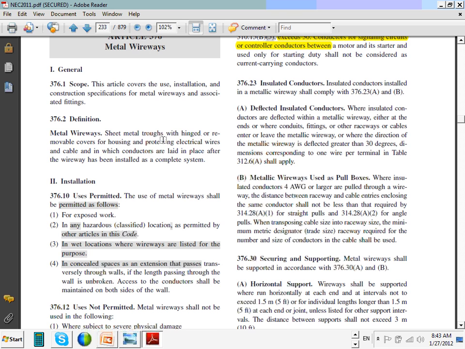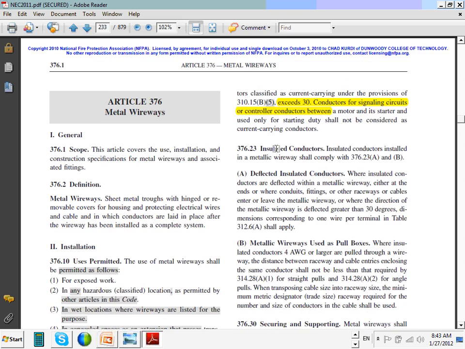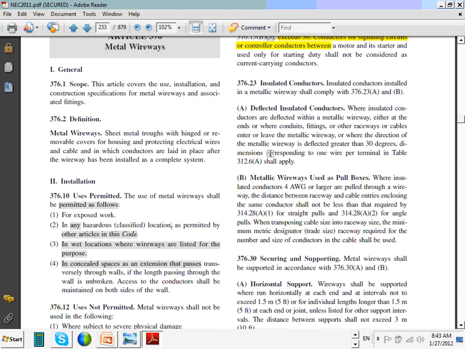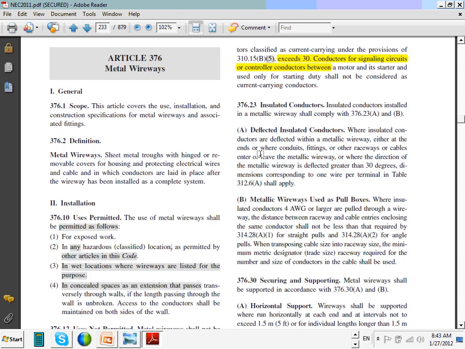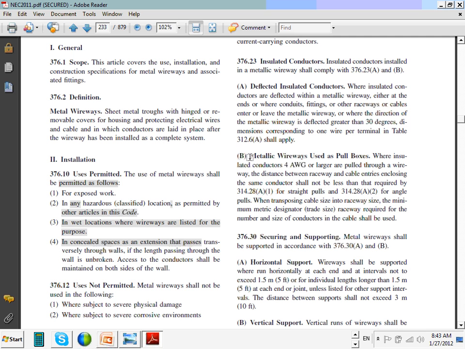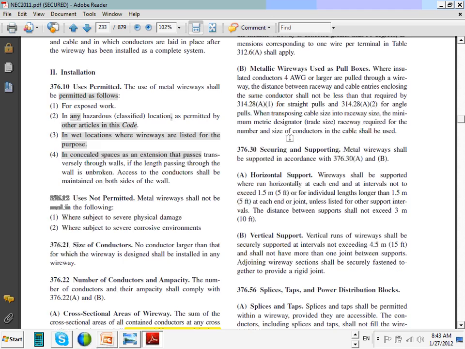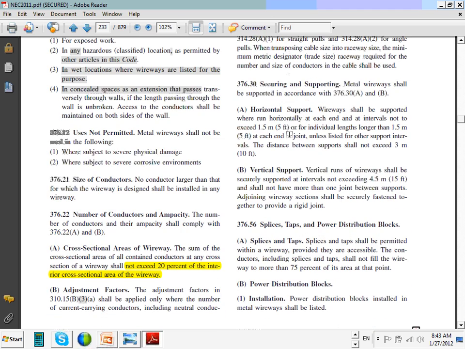So where would we use them? I don't want to make this all about the raceways. We use them, as I said, surface mounted, for the most part in remodeling, where insulated conductors number 4 or larger are pulled through. You have to apply some other rules for it, but I'm picking certain things that I want you to know about them.